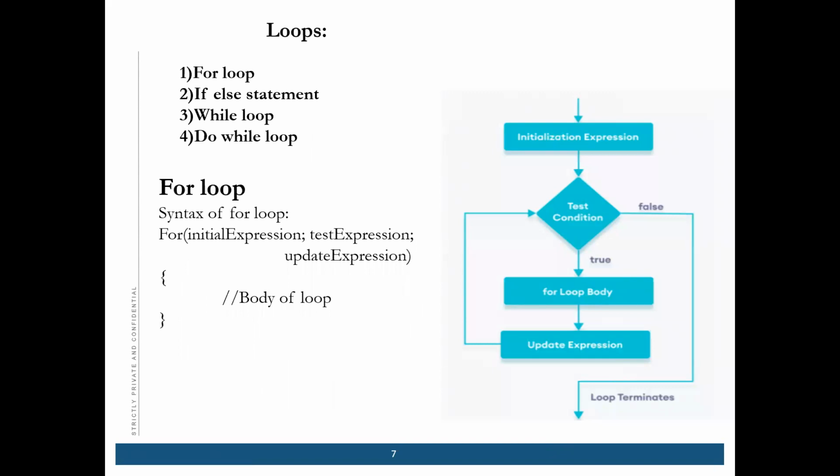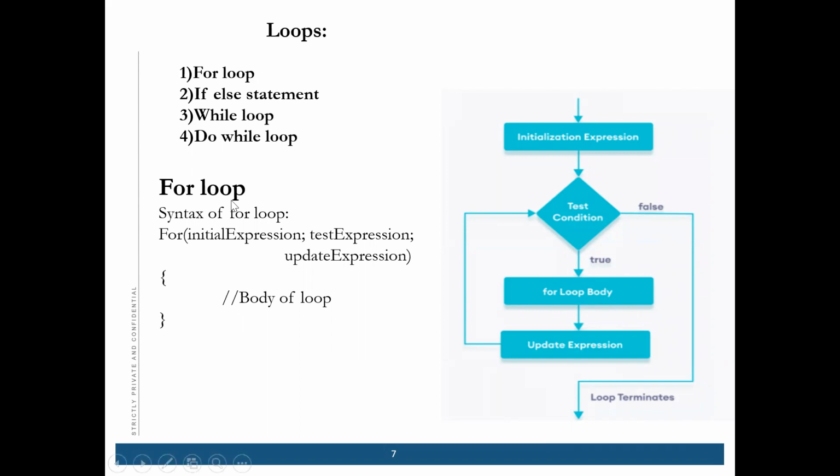Then we'll come to the loops. There are a few types of loop, like the for loop, the if else statement, then the while loop and do while loop. These are the statements and loops which help us make programming easier.